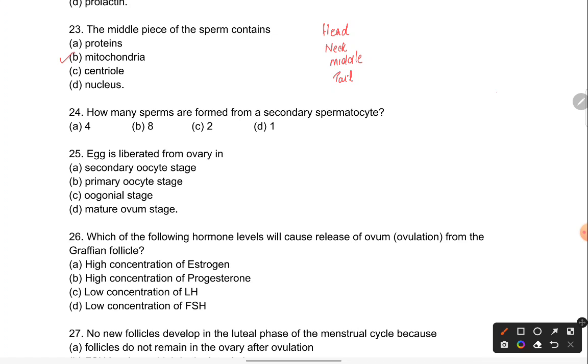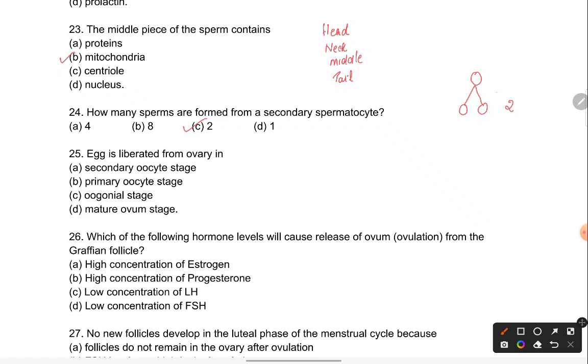How many will be produced? The secondary spermatocytes undergo second meiotic division and form what? Spermatids. So from one secondary spermatocyte, how many spermatids will develop? 2 will develop. So the correct answer is C, 2. 2 in number. Okay. Yes.